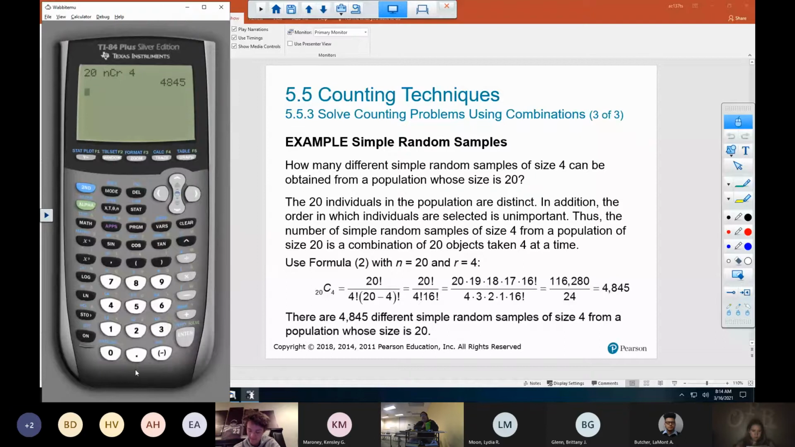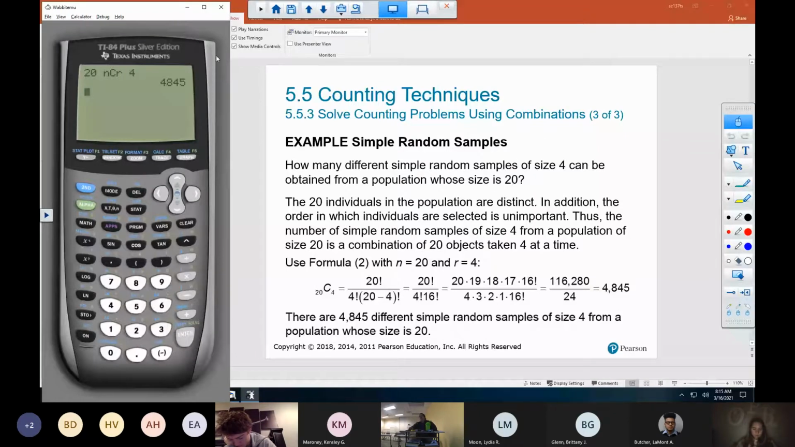Now the board question will be different. I want you to rewrite this question and put board, and say, how many different boards with officers, president, vice president, secretary, and treasurer can be obtained from a group of 20? All right, that's the board question. How many different boards with officers, president, vice president, secretary, and treasurer can be obtained from a group size of 20?